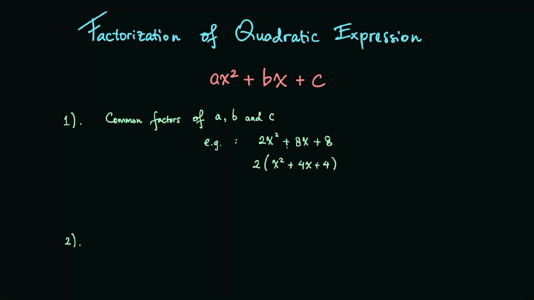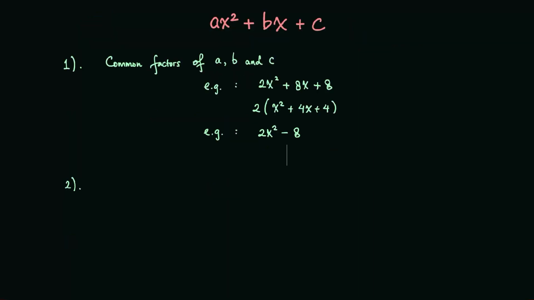We can also have another example: 2x squared minus 8. There's no x term here, there's no b. We only have the x squared term and the constant. We can simply factorize the common factor here, which is 2 and 8. So let's take out 2. We have x squared minus 4.